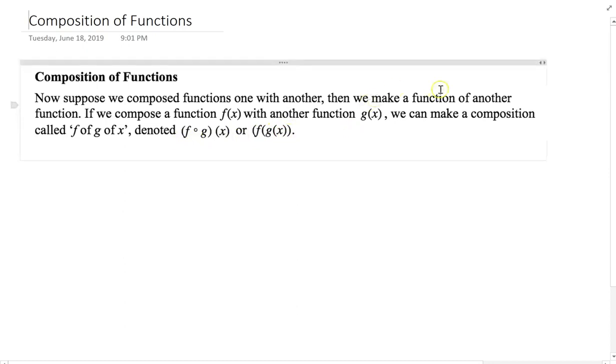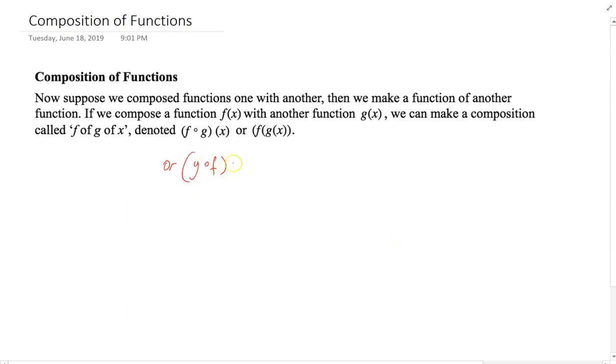The other way we can compose them is that we can compose g of f of x, we'll talk about that later, or we could do g o f. So that's another way, g parentheses f parentheses of x. This is another way of writing g of f of x, just as f of g of x is what some people call f o g of x.